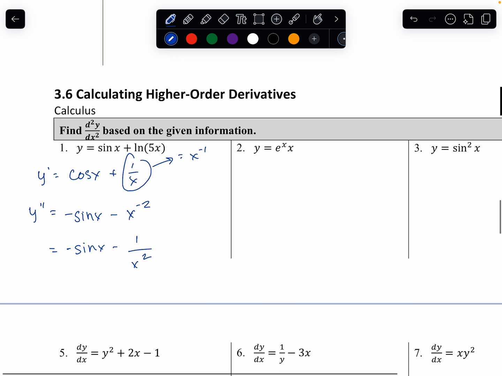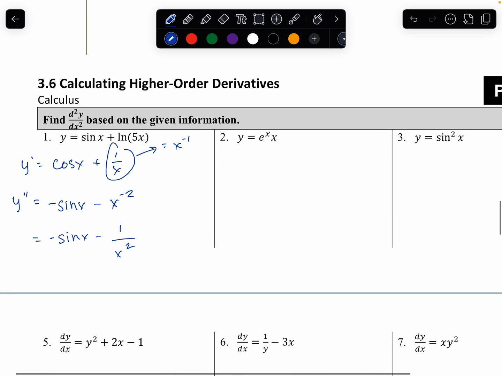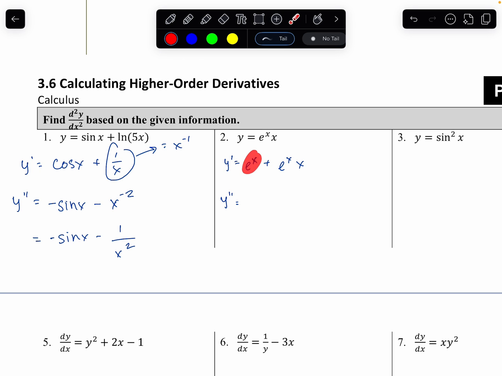All right, for 2, for the first derivative, this is going to require the product rule. So we'll do the first times the derivative of x, which is 1, plus the derivative of e to the x, which is e to the x, times the second. For y double prime, we'll take the derivative of this term, which is going to be e to the x. Then the funny thing about this other term is that it's the same thing as our first derivative.